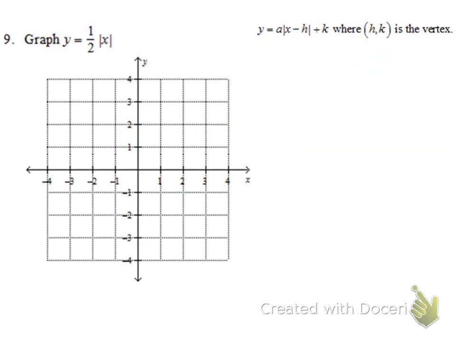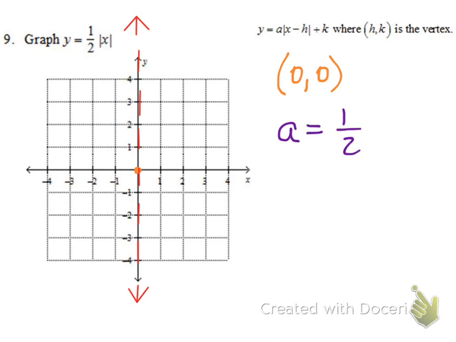Nine. Vertex 0, 0. Plot a point at the origin. Slope of the right side, 1/2. So from that vertex, go up 1, to the right 2. Then reflect those across the axis of symmetry.